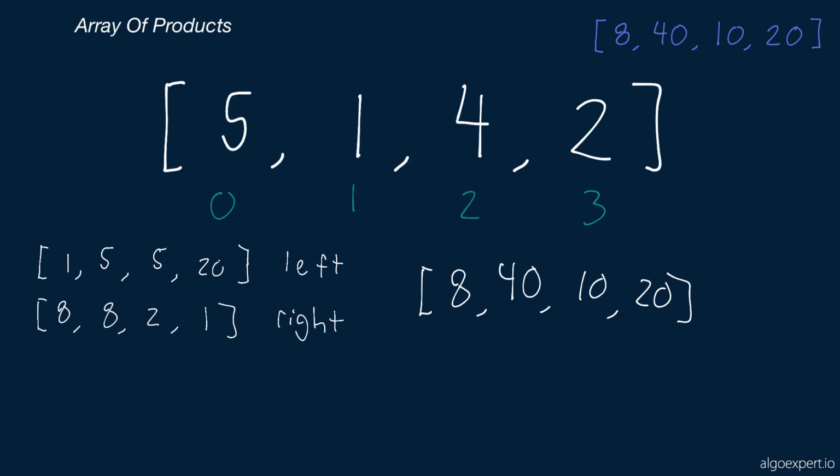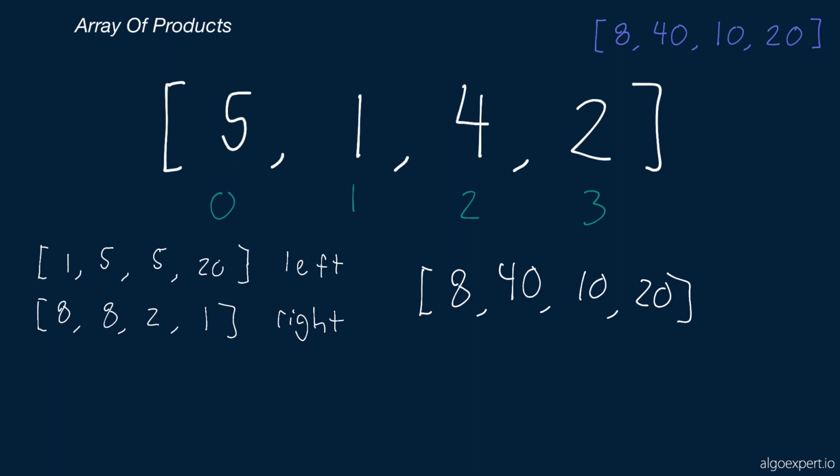So to quickly recap, all we're doing is creating this left and right array. So the left array is going to store the product of all of the elements to the left of an index. Right is going to store the product of all of the elements to the right of an index. We're then going to take the corresponding indices in the left and the right array, multiply them together, insert those in the correct position in our output array, and then return that output array.